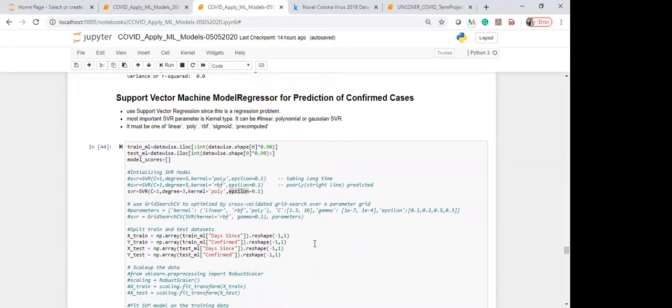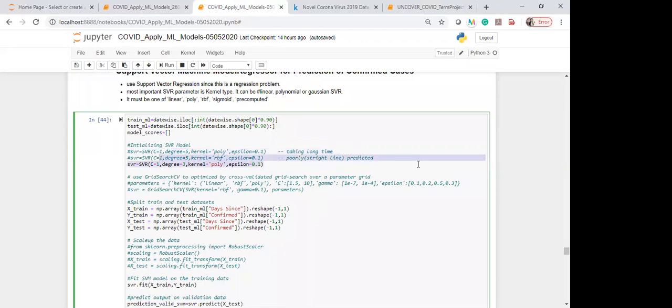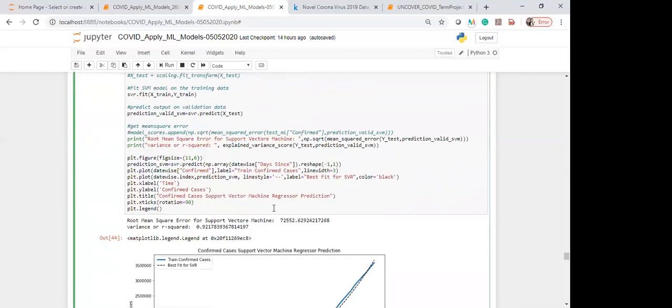Okay, and then I tried the SVR method with polynomial and degree 3. I tried with 5, it took too long. I don't know if that's because of my computational power. RBF hasn't predicted well. It just predicted a straight line. So these are the best parameters that I could give for the model to train better.